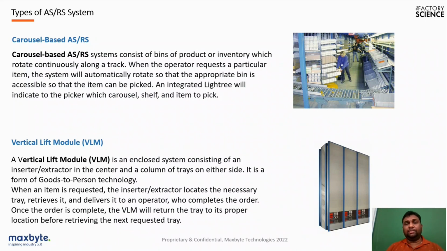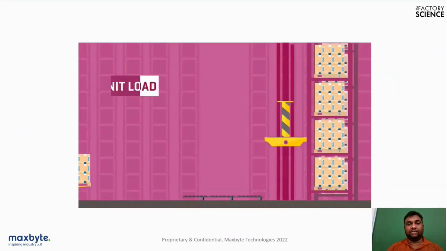So this is one type, and this is a more commonly used ASRS system, the vertical lift module, where it will have a complete vertical aisle setup, and there will be multiple inserters and extractors in the center of this particular VLM module in order to store and retrieve the materials. So whenever an item is requested from the central communication system, this inserter locates the necessary tray or bin or pallet, and it will retrieve and deliver it to the operator. So this is something most commonly used ASR systems in the manufacturing industries.